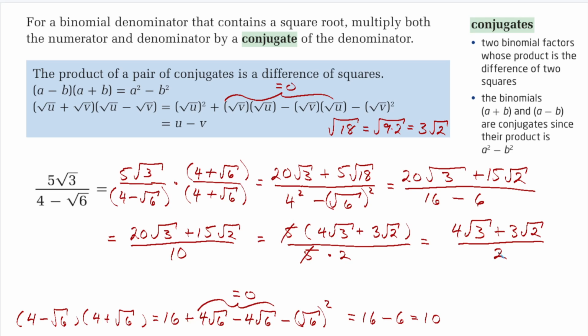Okay. The only other thing you could really do with that if you wanted to is separate it and write it 4 divided by 2 would be 2. So you could, if you really, really wanted to, you could write this as 2 root 3 plus 3 root 2 over 2. But I think stopping here probably is fine, just to leave it as a single expression. But this is also correct.